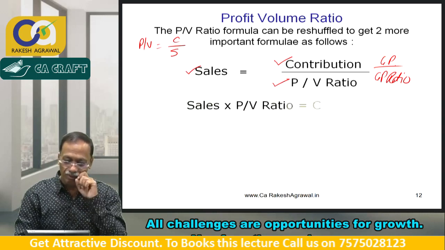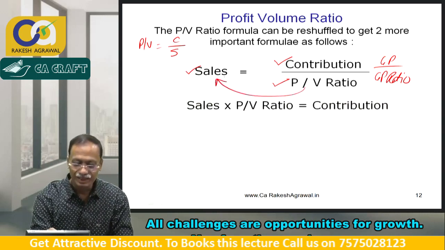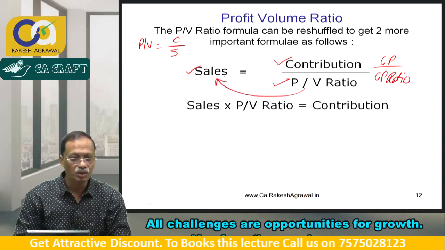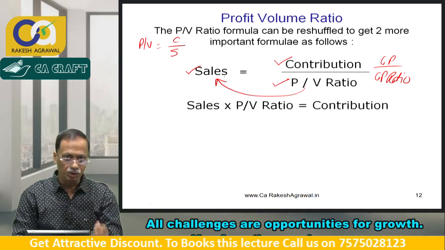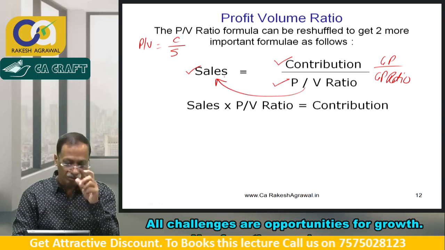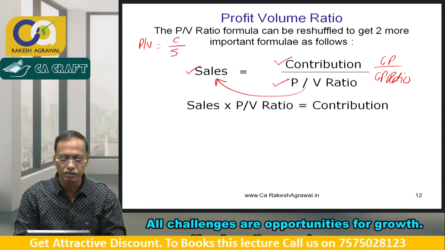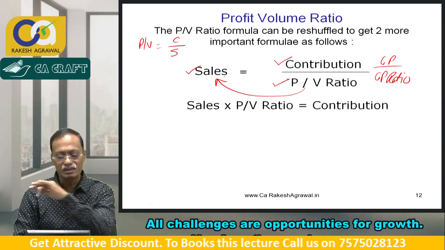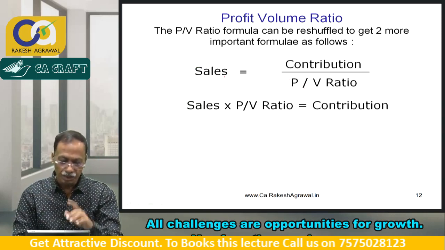One more formula if we reshuffle. If you multiply PV ratio with sales, sales into PV ratio is contribution. So the original formula is contribution upon sales is PV ratio. If you reshuffle, you will get two more formulas, that is sales is equal to contribution divided by PV ratio and sales into PV ratio is contribution.